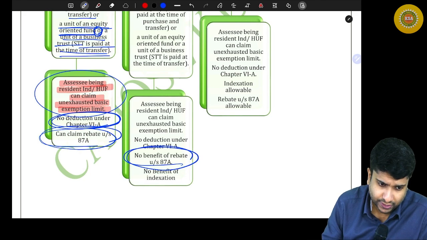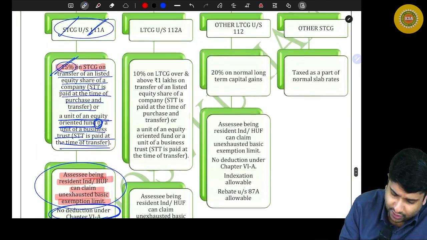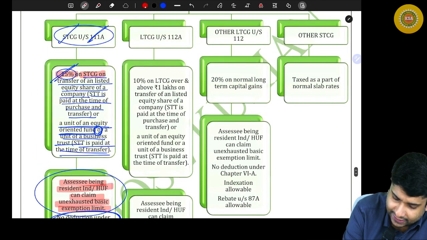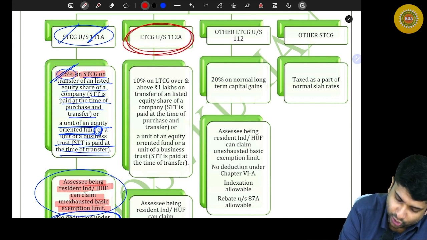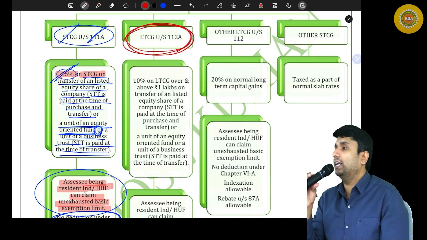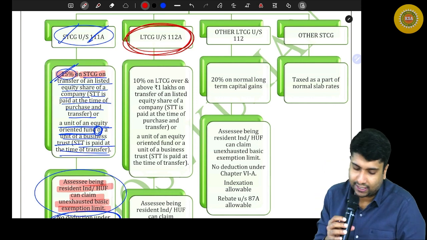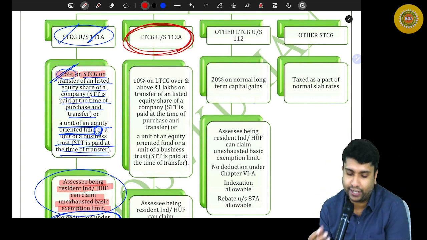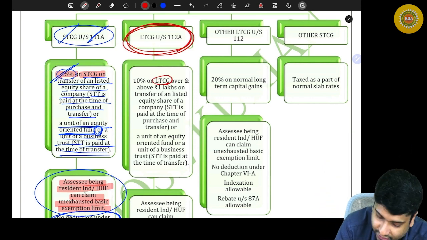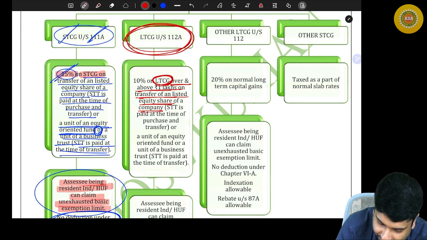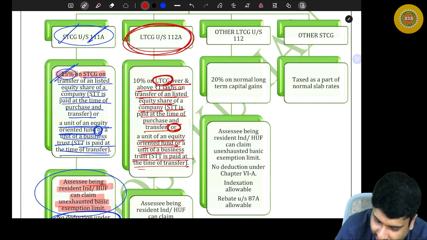Okay. So moving on with the next one, friends. What is the second item? Flat rate taxable. Can you read the heading? Long-term capital gain under section 112A. So let's understand what exactly is this long-term capital gain. Can you read the text? Long-term capital gain over and above 1 lakh on transfer of listed equity share of a company where STT is paid at the time of purchase and transfer, or unit of equity oriented fund or unit of business trust where STT is paid at the time of transfer.